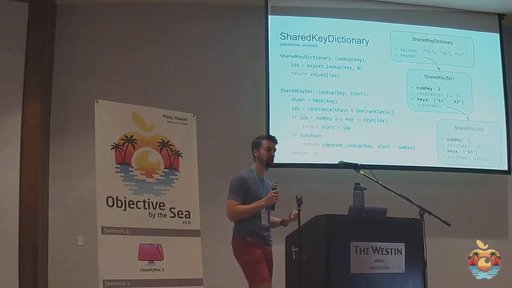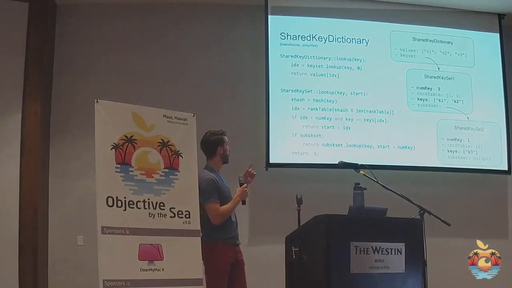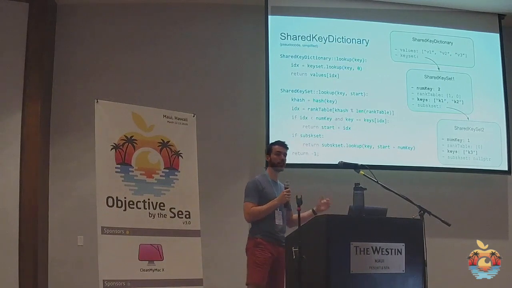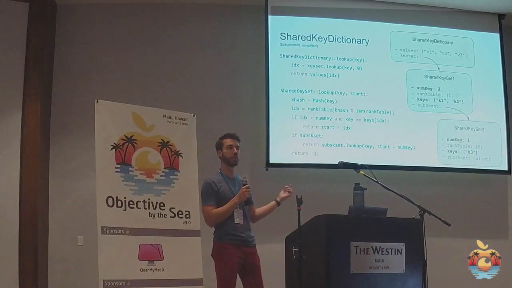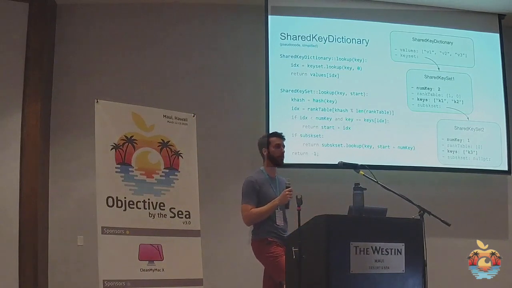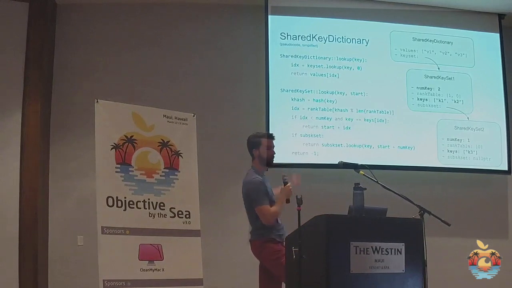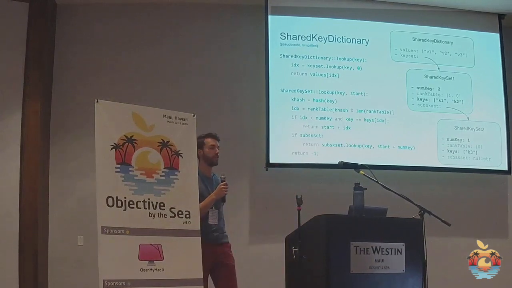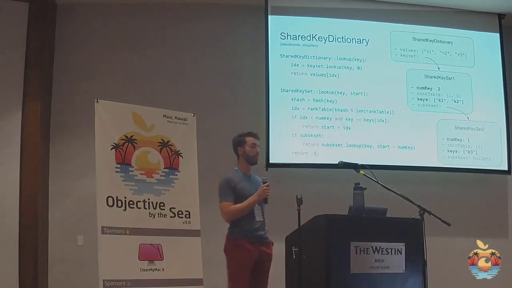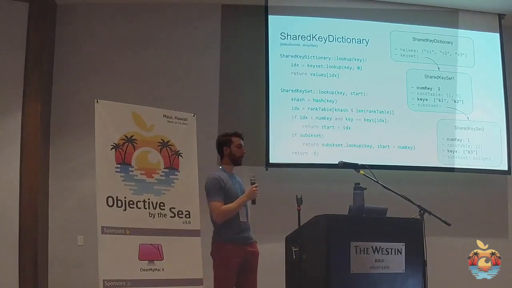The very important invariant here is that there's this num key value that says how big the keys array is. And this has to be consistent. If num key is not equal to the actual length of the keys array, then we have a problem, because this one line here will just read out of bounds. So keep in mind, this is really important: num key has to be equal to the length of the keys array.